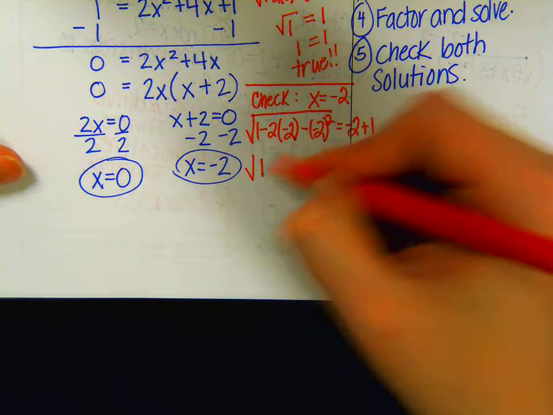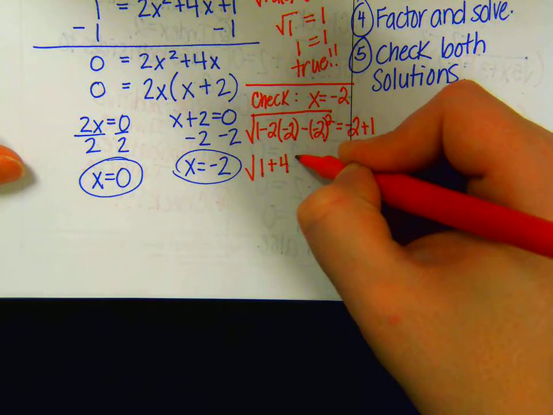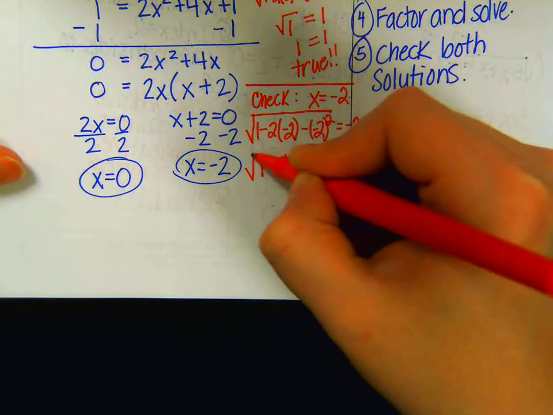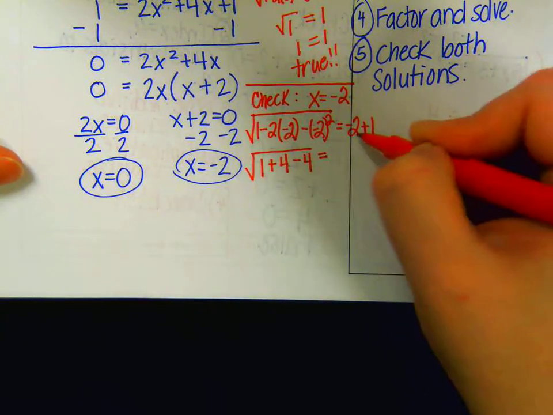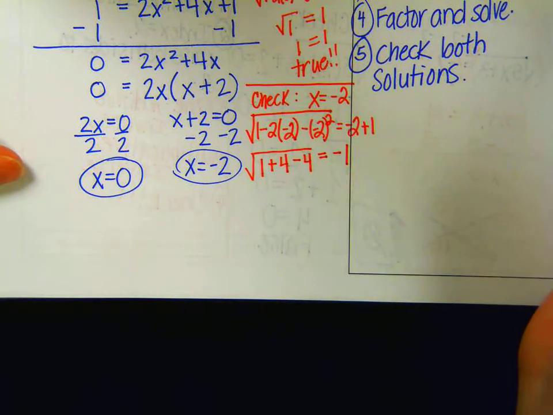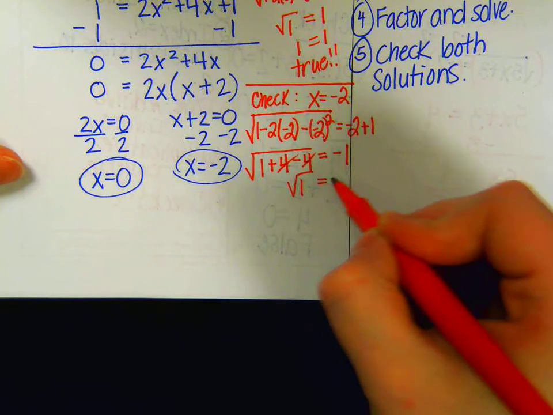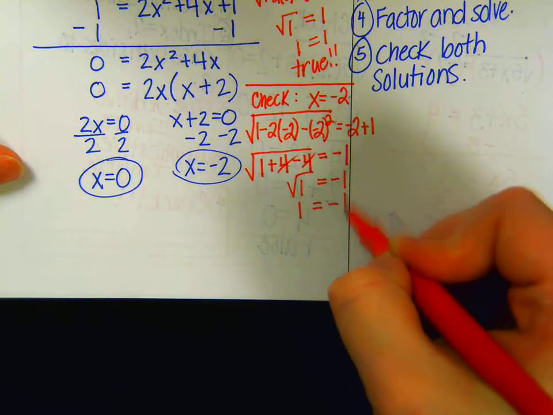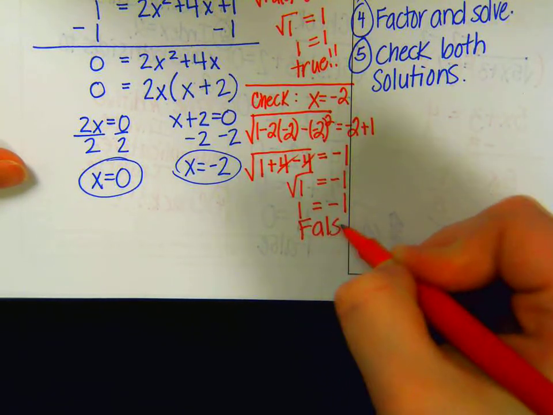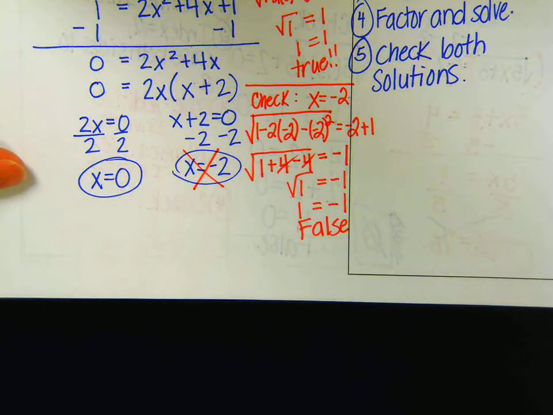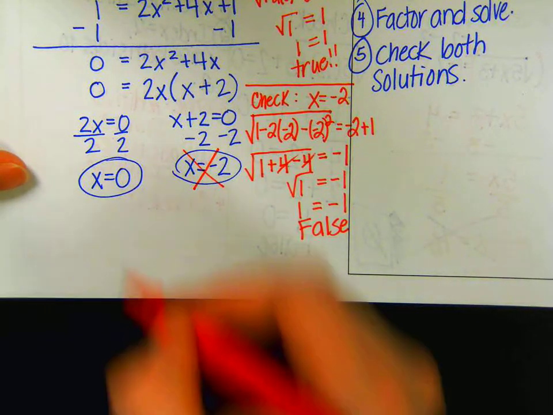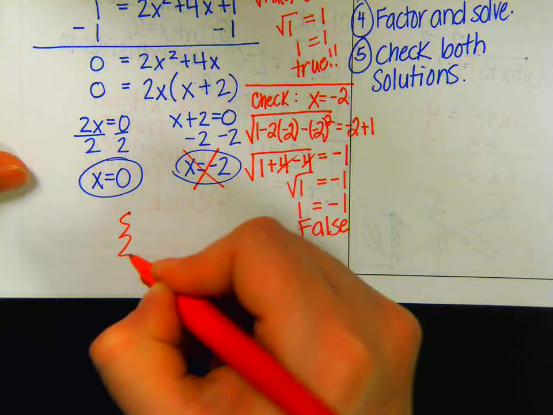So we have 1 plus or minus 4 equals 2 plus 1, which is negative 1. The 4's end up canceling each other off, and we get square root of 1 equals negative 1, which is not true. It's off my negative 2. That's not going to be an answer. So my final answer is just 0.